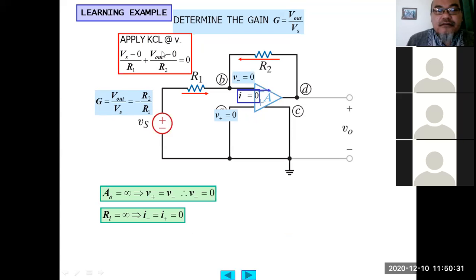From here, we can derive V output over R2 equals negative Vs over R1, right? V output divided by Vs equals negative R2 divided by R1. So this is the gain: negative R2 divided by R1.